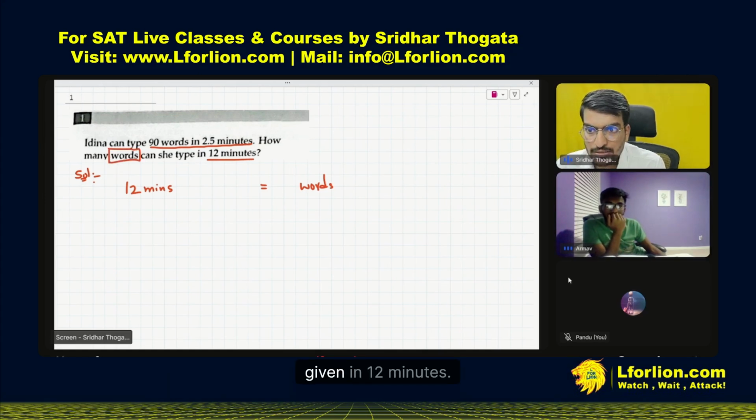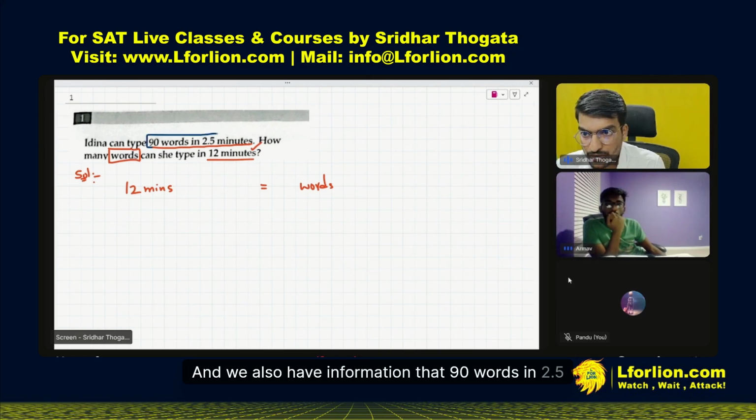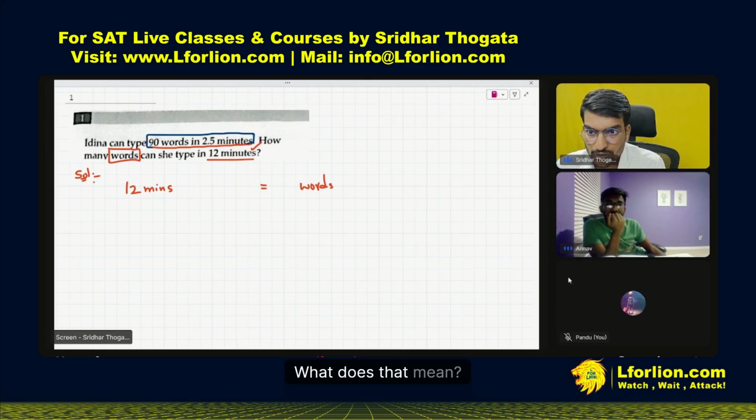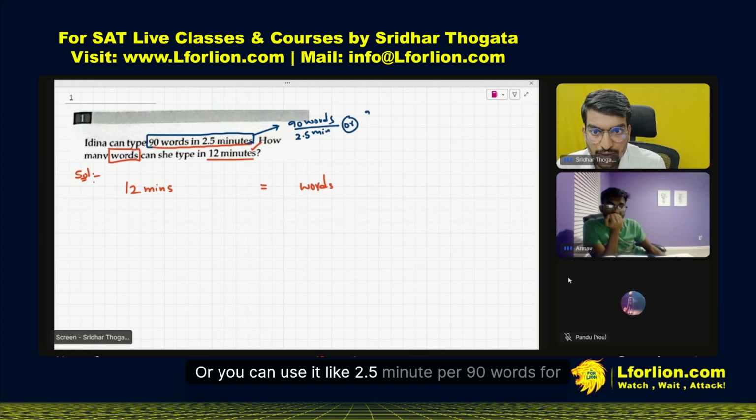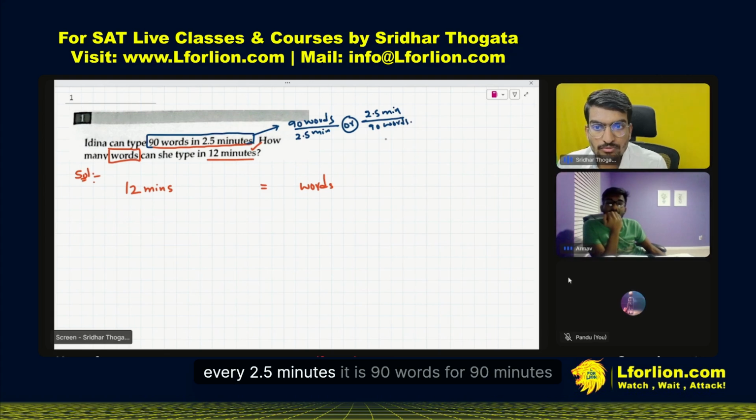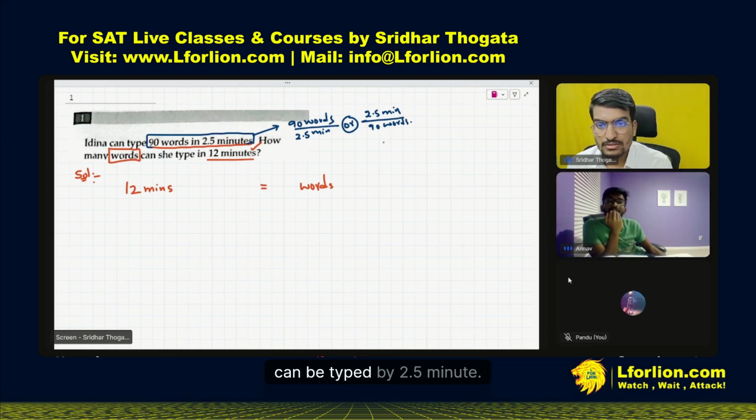And the question is given in 12 minutes, so I just wrote 12 minutes. And we also have the information that 90 words in 2.5 minutes. What does that mean? 90 words per 2.5 minutes. This is what it means. Or you can use it like 2.5 minutes per 90 words. For every 2.5 minutes, it is 90 words.